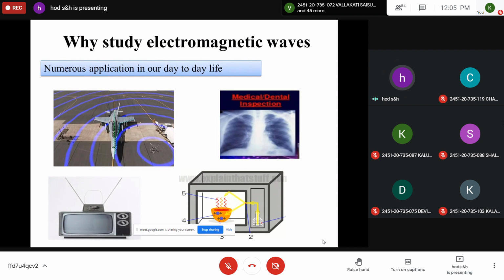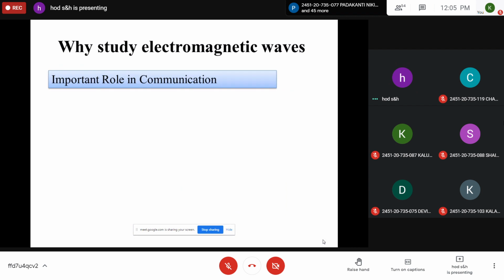And also in medical and dental inspection, medical diagnostics, and all your microwave and domestic kitchen appliances, it is based on electromagnetic radiation, electromagnetic waves only. Also your television, radio, the older ones, telephone, all of them work on the principle of the propagation of electromagnetic waves.